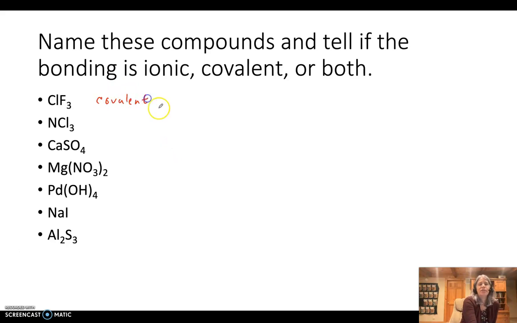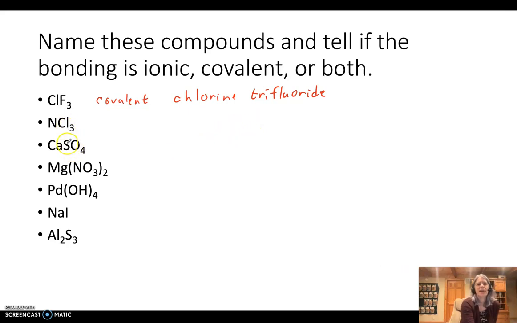And when we name covalent compounds, we have to indicate how many of the atoms there are, because we don't have any simple rules where we add up the charges to determine how many different ions there are, because there are no ions. So this is going to be chlorine trifluoride, right? So that's a clue. If we have this di or tri or tetra in the name, that means it's covalent, right?